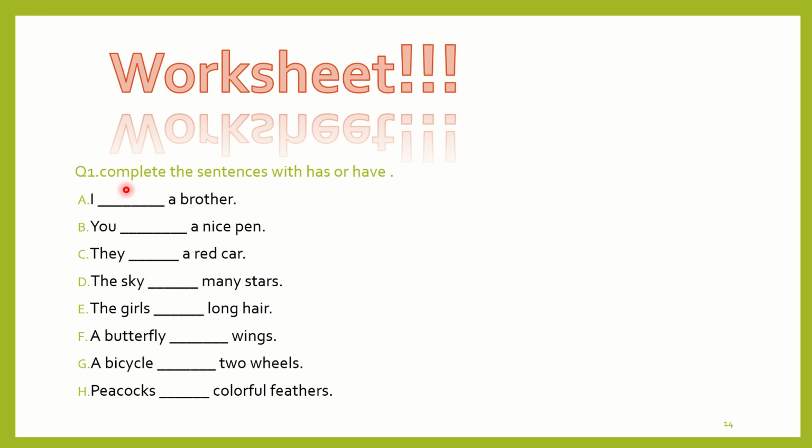Question 1. Complete the sentences with has or have. A. I have a brother. B. You have a nice pen. C. They have a red car. D. The sky has many stars. E. The girls have long hair. F. A butterfly has wings. G. A bicycle has 2 wheels. H. Peacocks have colorful feathers.